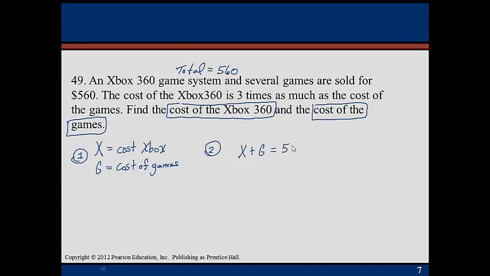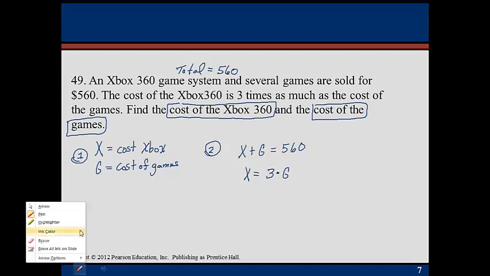equals 560. And then the next sentence said the cost of the Xbox 360 is 3 times as much as the cost of the games. So that means x is equal to 3 times g, because the Xbox 360 is equal to, or is, 3 times as much as the games. So here are our 2 equations.